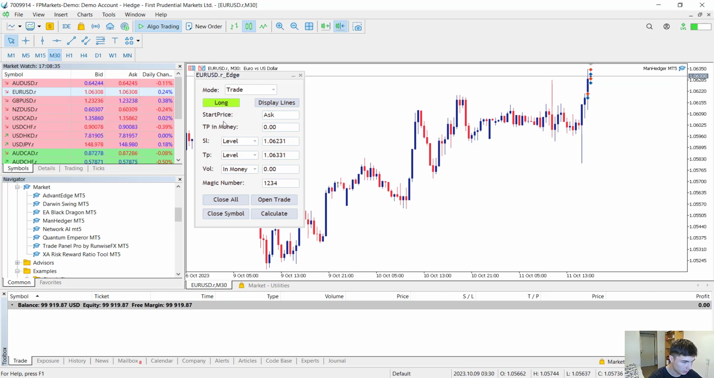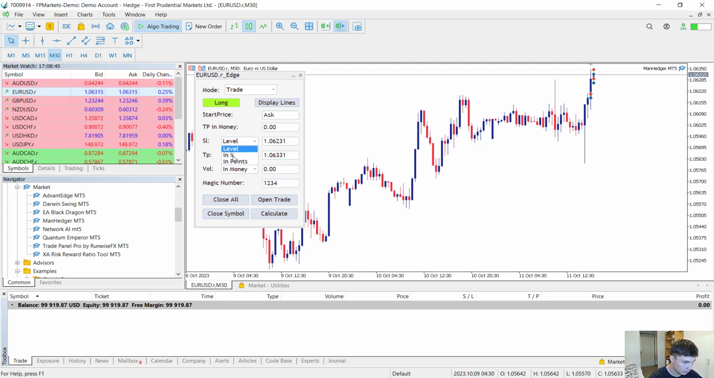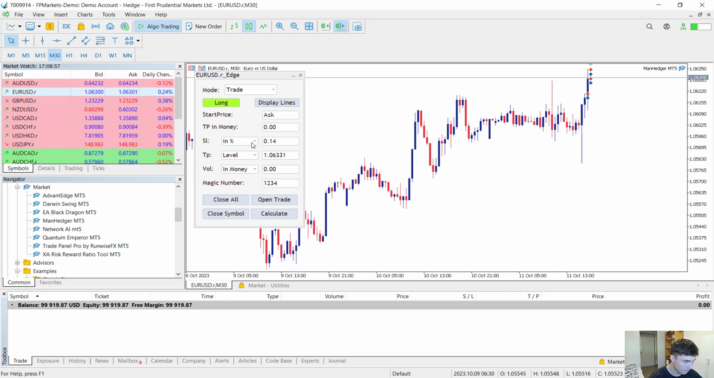First you have the start price parameter. This is the parameter where the trade will take place or the order will be made. There is the stop loss parameter. This can be selected in level, in the percentage of the start price, or in points. For example, right now we have 79 points. We can change it to 150, or we can change the percentage to 0.1. We can display these levels on the chart using the display lines button.